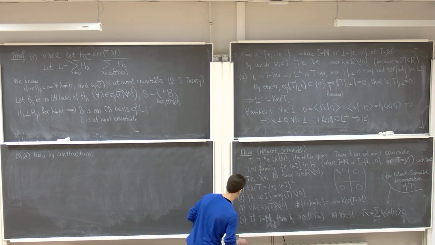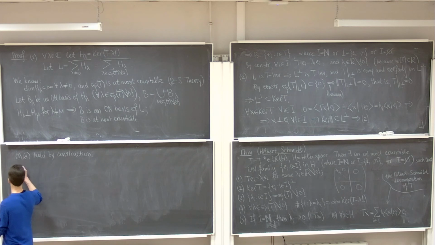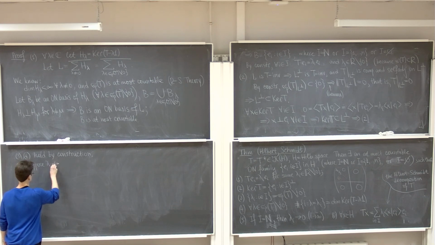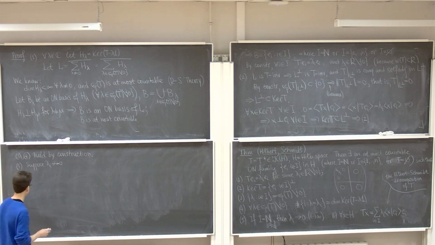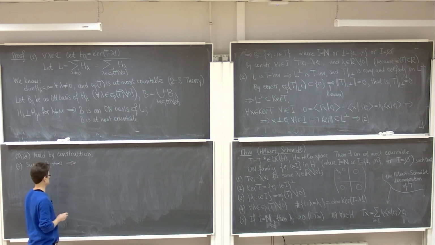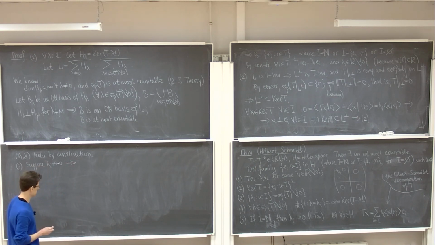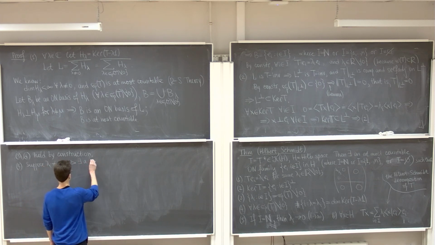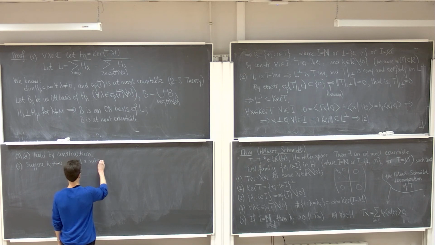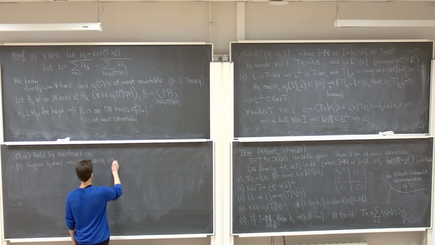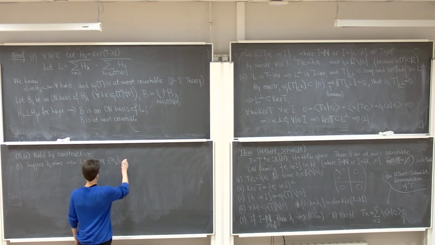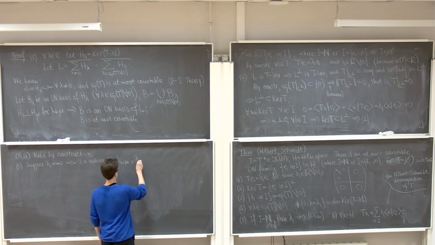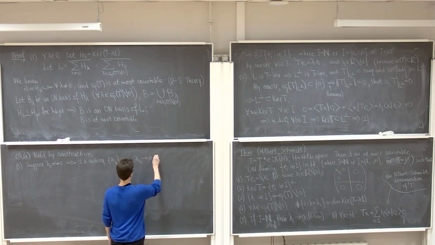Now, property 5. Well, let's assume that this is not the case. So suppose that lambda_i doesn't converge to 0. Well, in this case, we can find a subsequence which converges to a non-zero complex number. There is a subsequence, say lambda_{i_k}, such that this subsequence converges to a non-zero number mu.